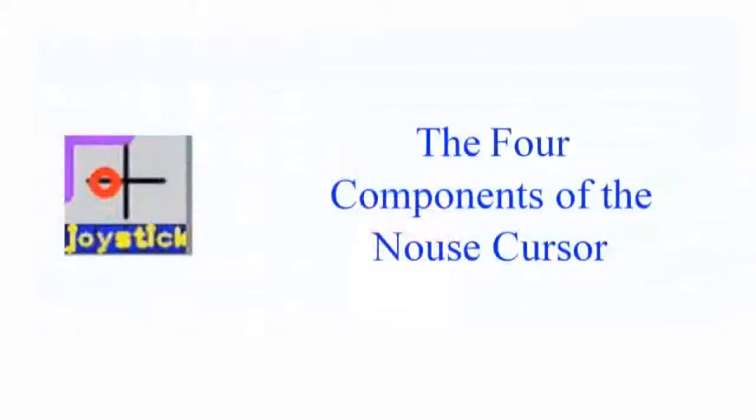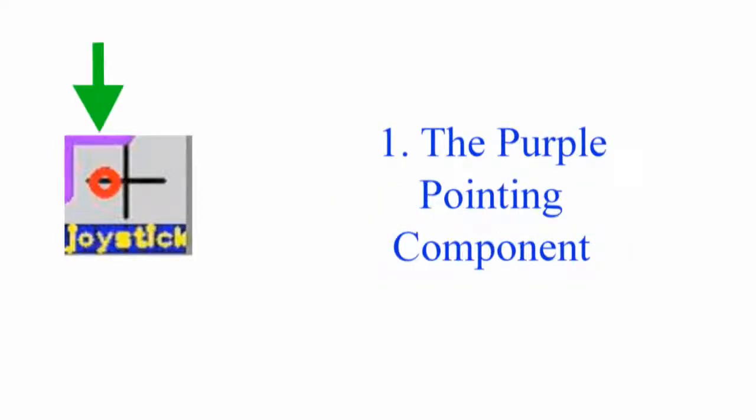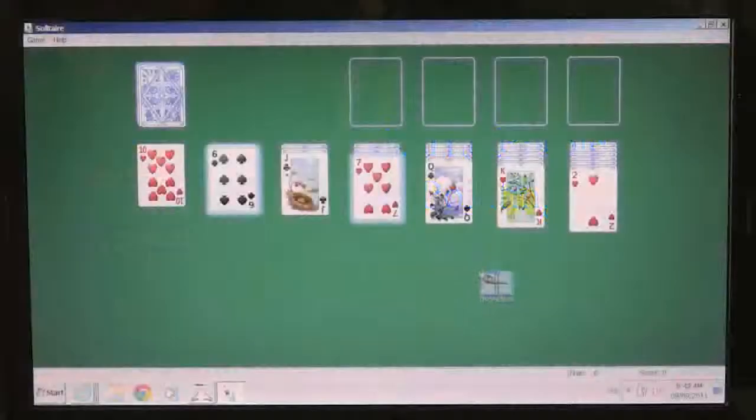The Nouse cursor appears on the screen as a square box and consists of 4 components designed to provide the user with feedback on what action is being executed. The first component is the purple pointing component. This can be found in the top left-hand corner of the Nouse cursor. The computer uses the top left-hand corner as the pointer.